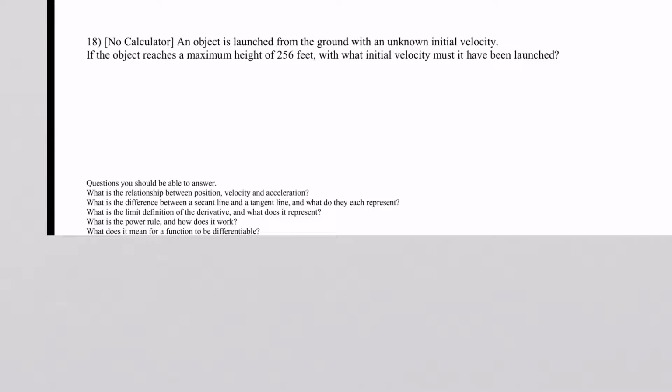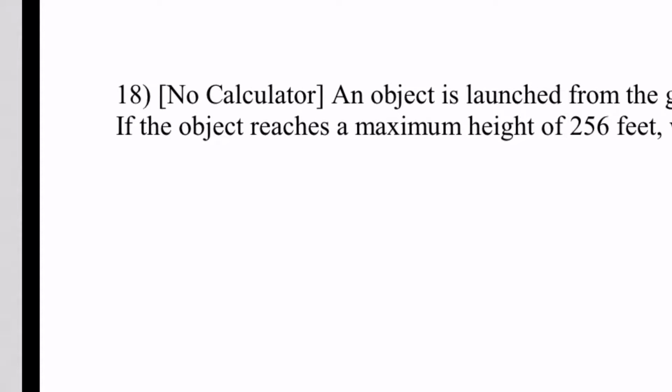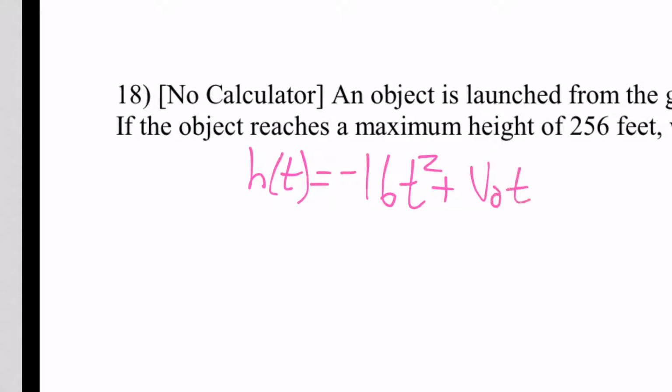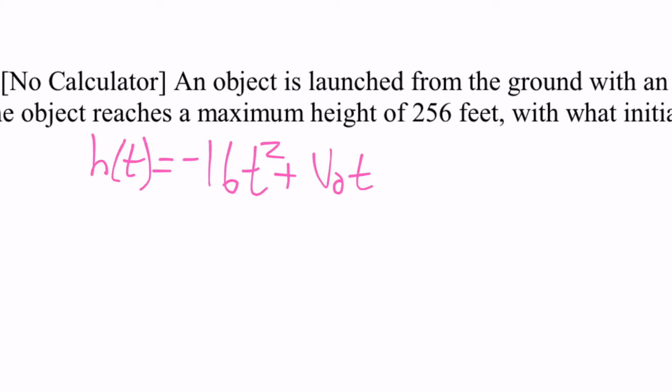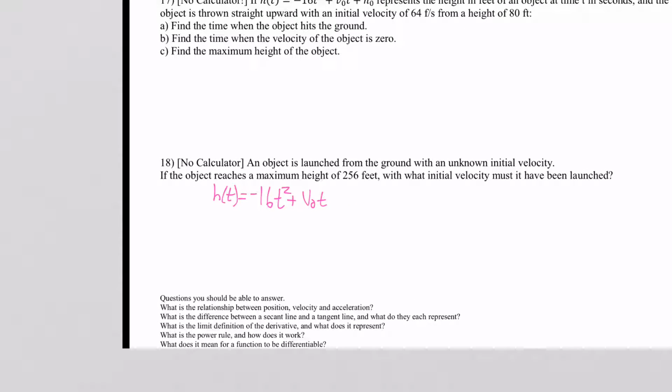An object is launched from the ground with an unknown initial velocity. If the object reaches a maximum height of 256, what velocity must it have been launched with? Well, we need a quadratic model here. H of t equals negative 16 t squared plus v naught t, plus nothing because it's launched from the ground. So there's our height function.